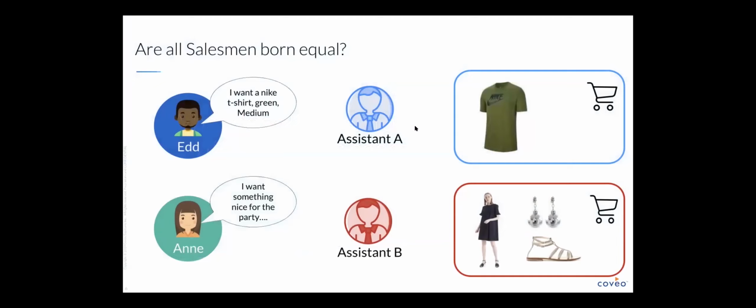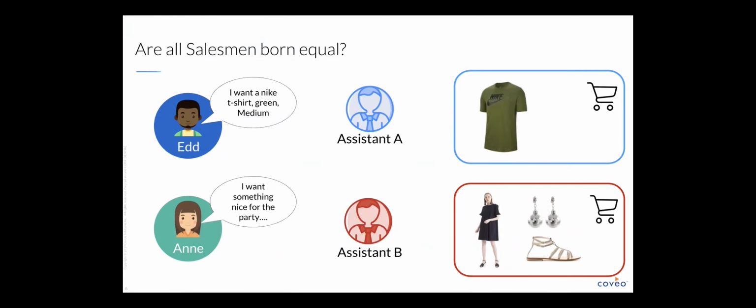There's a second question that we're going to tackle today, and I think it is best understood as a comparison with what happens in physical retail, and in particular, the importance of having good salesmen in your shop. Let's take Ed, for example. Ed walked into a physical shop this time. He has a very specific need. He says to sales assistant A, I want a Nike t-shirt. It's going to be green, and it needs to be a medium size. And of course, assistant A just gets him the green t-shirt, and Ed buys it.